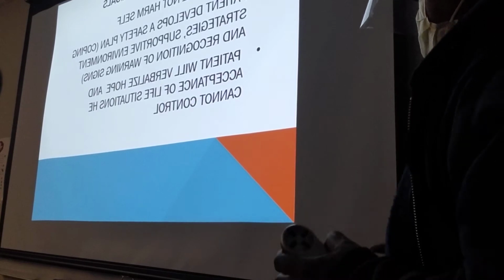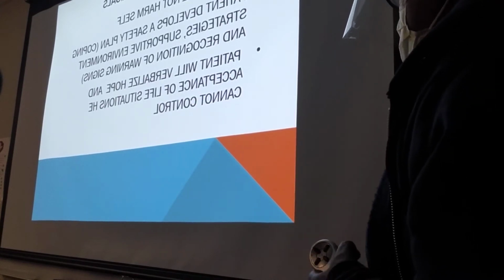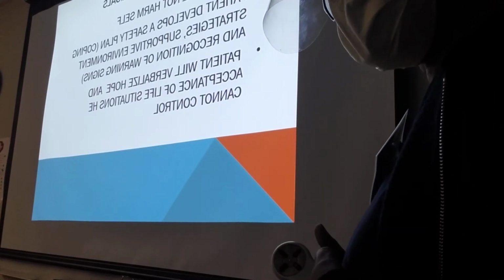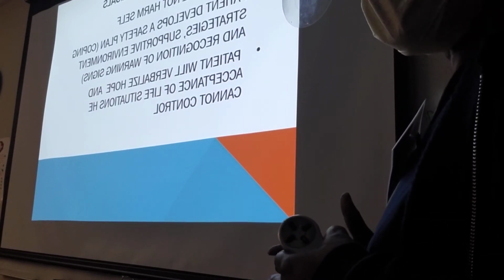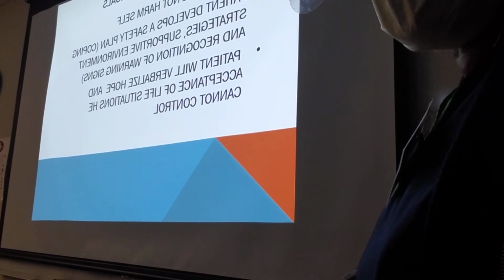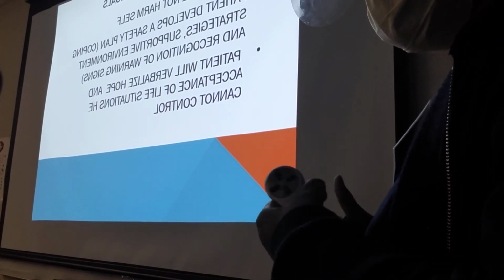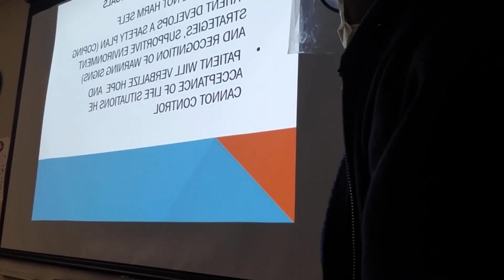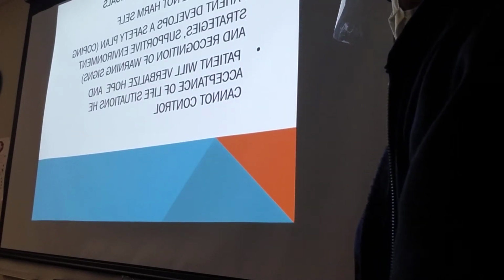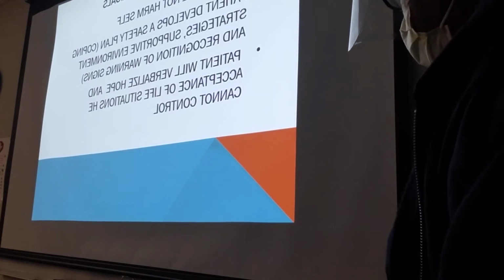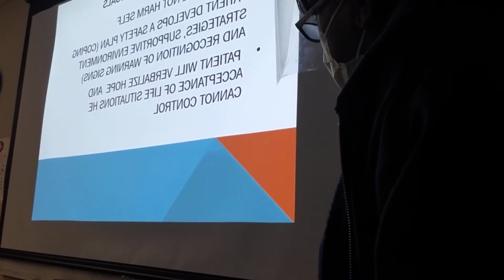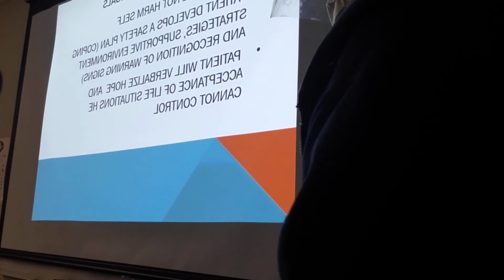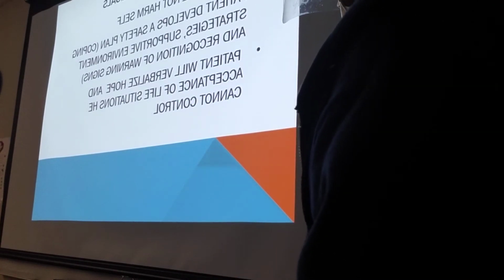Coping strategies, supportive environment. See what that family environment is. I believe with your patient, the family was not around. Even if they were around, they hadn't accepted what was really going on with this fella, 27 years old. Recognize those warning signs. Patient will be able to verbalize hope and acceptance of life situations that he cannot control. He or she. I don't mean to keep saying he.